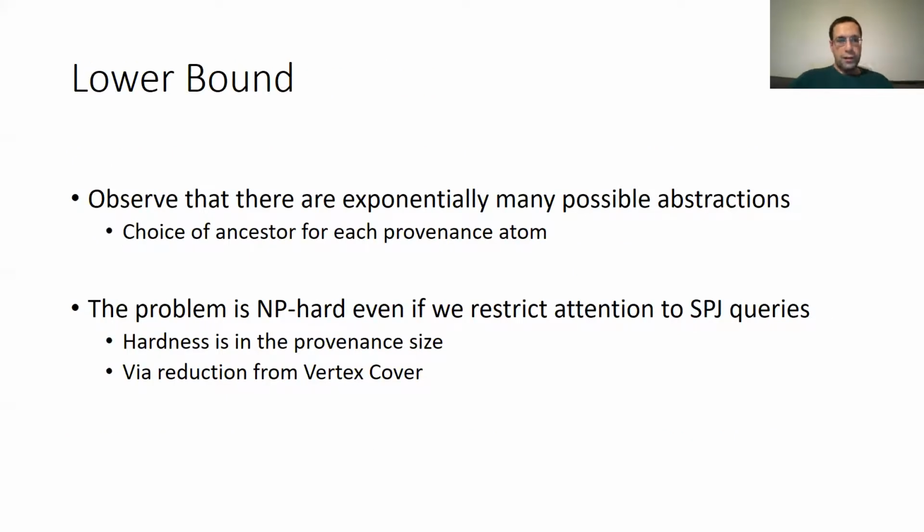In terms of complexity, a first easy observation is that there are exponentially many possible abstractions obtained by any combination of a choice of ancestor for each provenance atom. And it turns out that the problem is indeed NP-hard. It's NP-hard even if we restrict attention to SPJ queries. The hardness is in the provenance size due to these possible combinations. And it's shown via reduction from Berthe's graph.